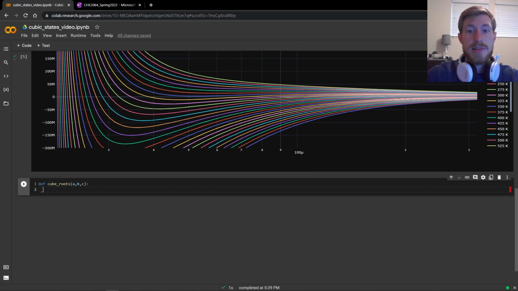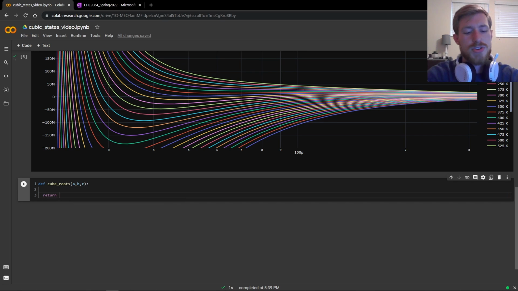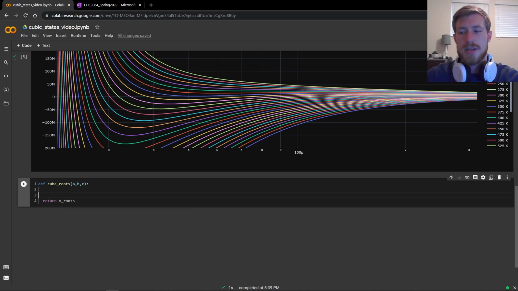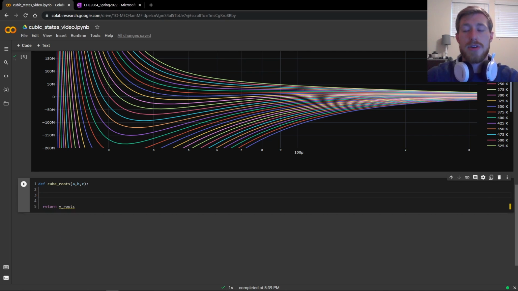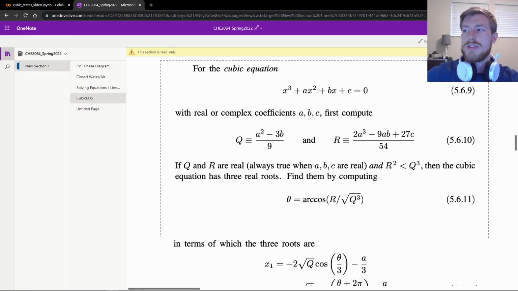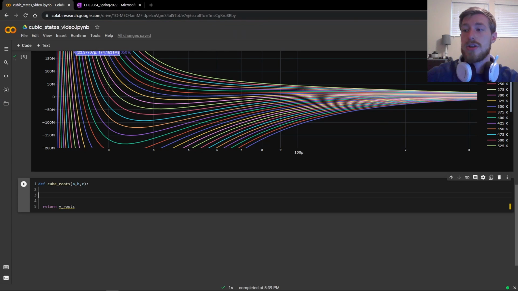And we want to calculate everything we need. And eventually we're going to return, we're just going to call these v_roots for now. That will change and go away as we continue with our programming. But for now, we're going to return those v_roots. Or that's what we're going to hope to do. So the first thing we're going to do following these instructions is calculate q and r.